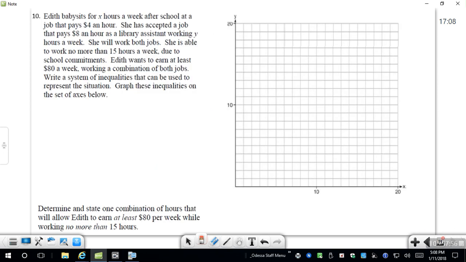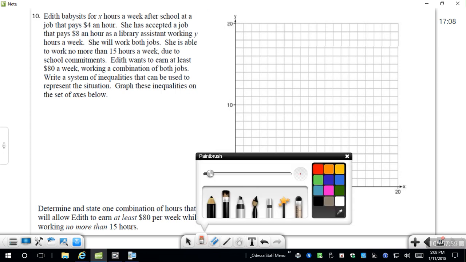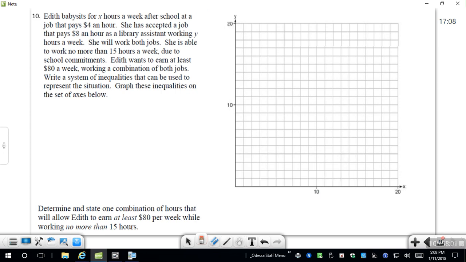All right, so last question here. Looks like a doozy. Edith babysits for X hours a week after school at a job that pays $4 an hour. She has accepted a job that pays $8 an hour as a library assistant working Y hours a week. She will work both jobs. She is able to work no more than 15 hours a week. Oh, that sounds important. I'm going to go ahead and box that in. Sounds like a constraint. Due to school commitments, Edith wants to earn at least $80 a week. Sounds like another constraint there.